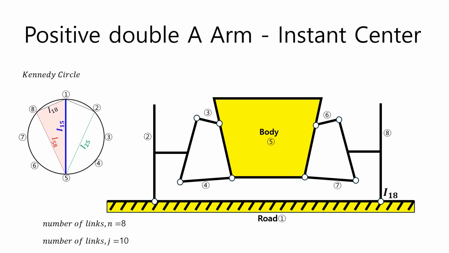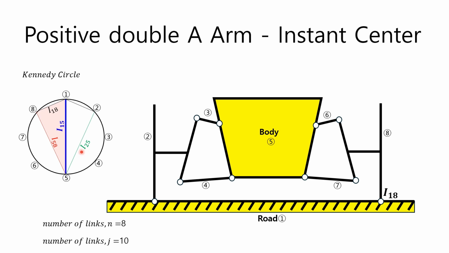In order to find the instant center I15 of body 5 with respect to the road 1, we must first find the instant center I58 of the right wheel 8 with respect to body 5 and the instant center I25 of the left wheel 2 with respect to body 5. These two instant centers are the swing centers explained earlier.